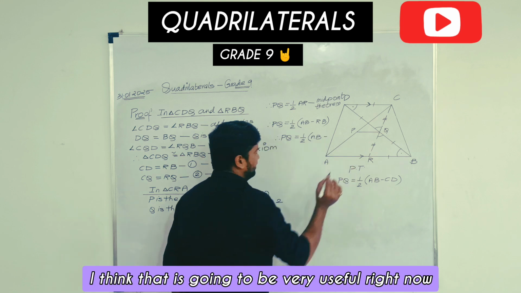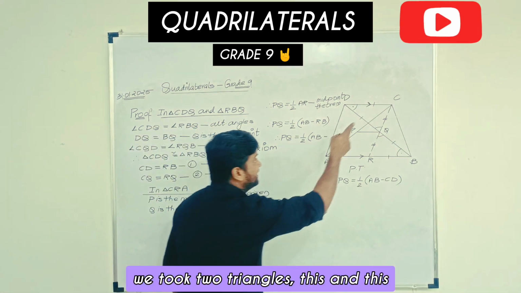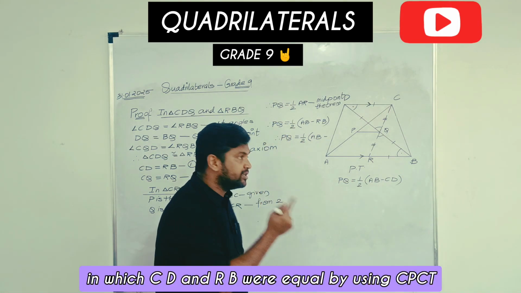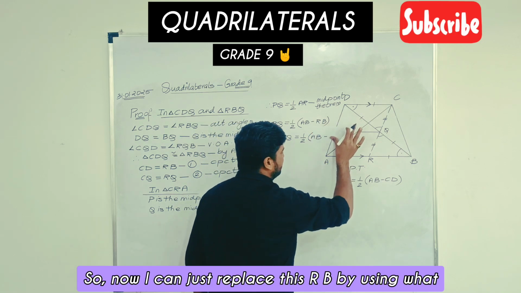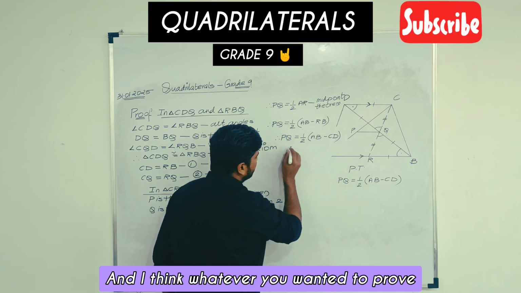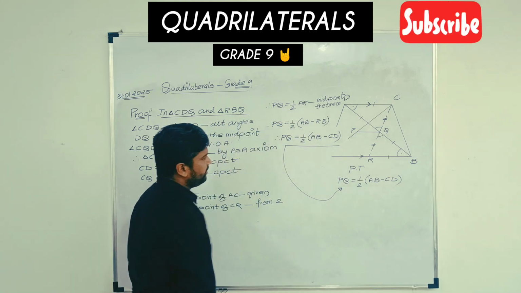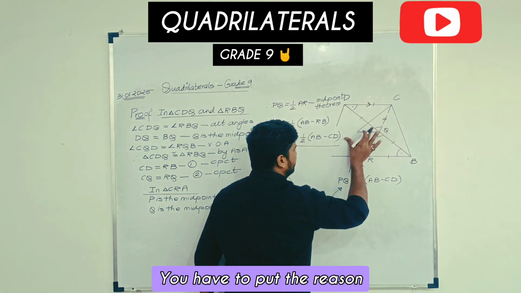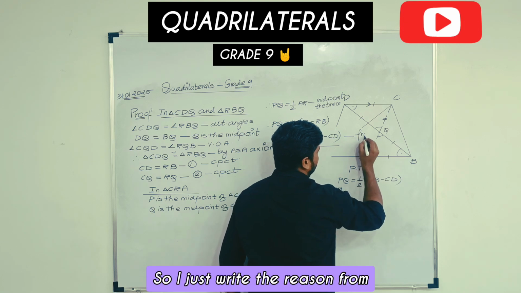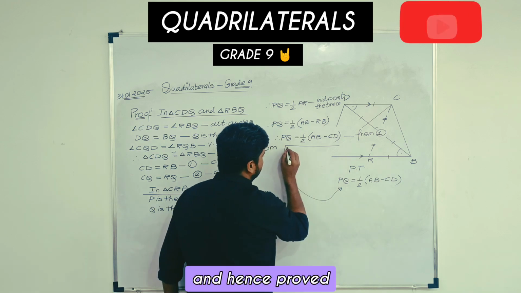And now the first CPCT we used, I think that is going to be very useful right now. Look here, RB is equal to which one? CD. Remember, we took two triangles, this and this, in which CD and RB were proved equal by using CPCT. So now I can just replace this RB by using what? CD. And I think whatever we wanted to prove, it's all done. Just here you have to put the reason for how this replacement has been done. So I'll just write the reason from equation number 1 and hence proved.